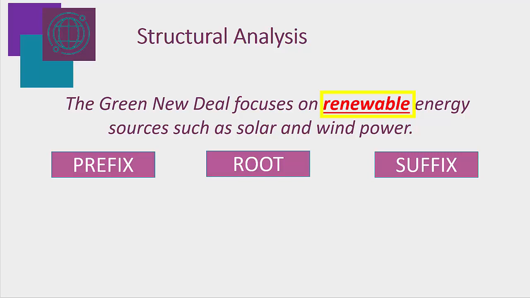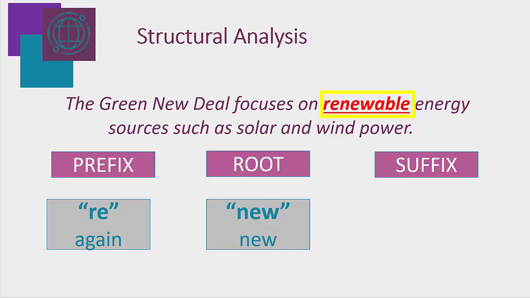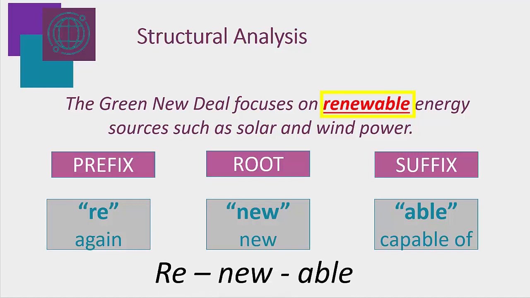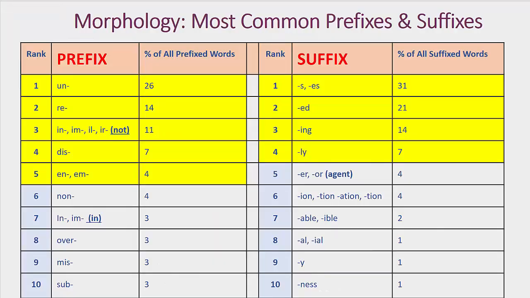Model how to deconstruct the word, noticing that the prefix, re, means again. New is the root word meaning new or fresh. And able, the suffix, means capable of. Renewable. Putting these together, students can guess that the meaning is something like capable of new again, which when used to describe energy sources makes logical sense, reinforced by the other context clues. Looking at morphology a bit more closely, notice on this chart where the most common prefixes and suffixes are shown.